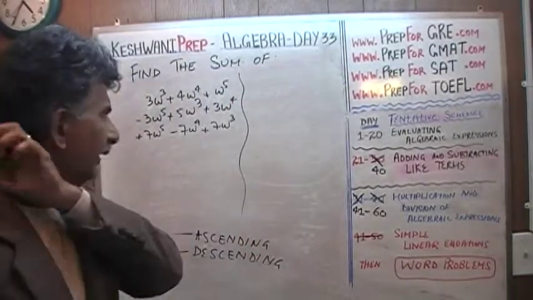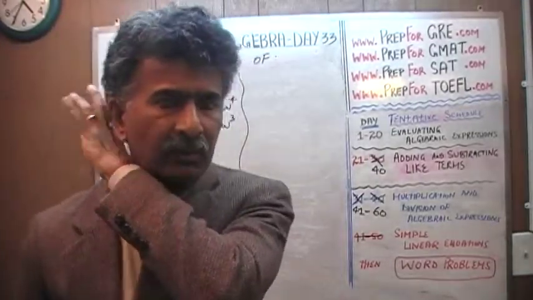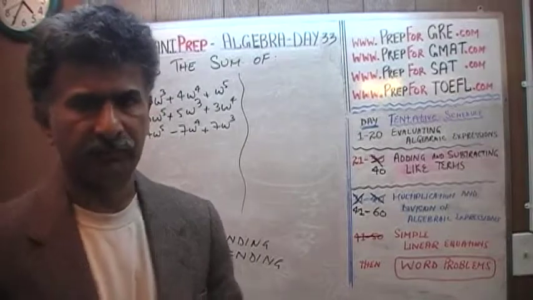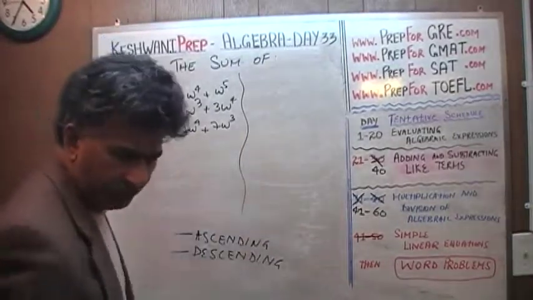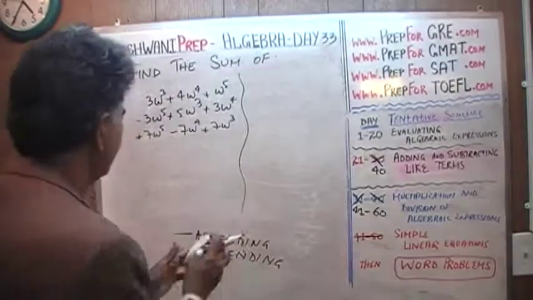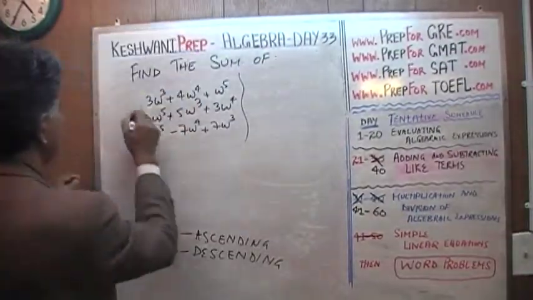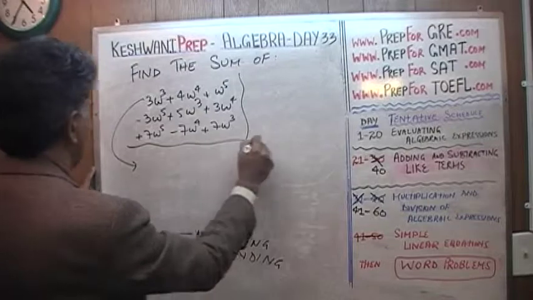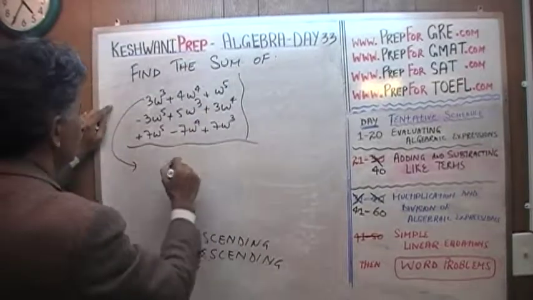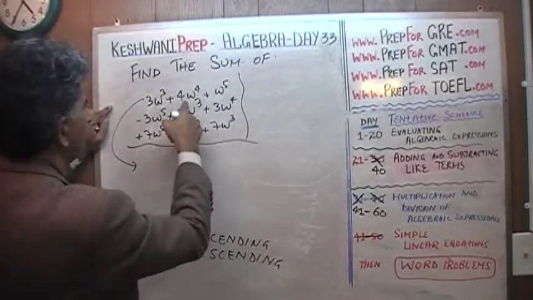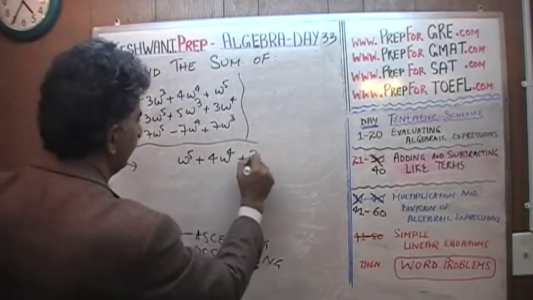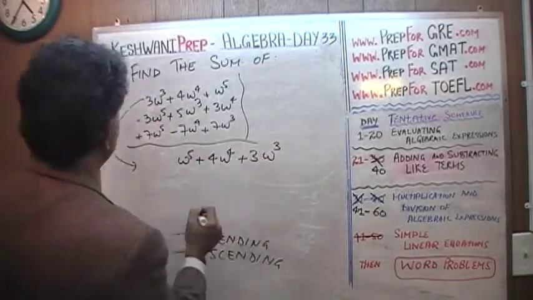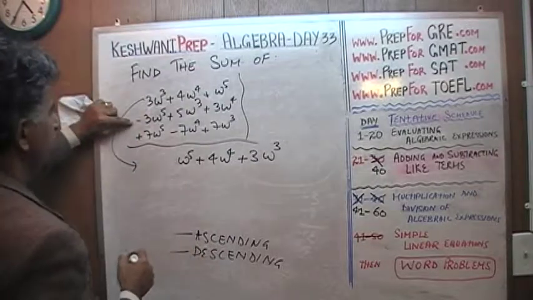My habit, and it's preferred, is to put them in descending order. You start with the largest power first. That's just my habit. Let's put them at the bottom here because it's going to get too crowded there. The first one here: w to the fifth, then 4w to the fourth, and then 3w cubed.